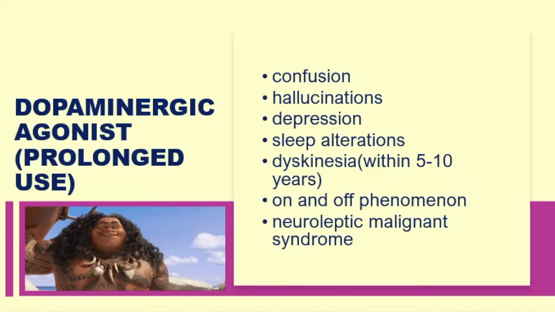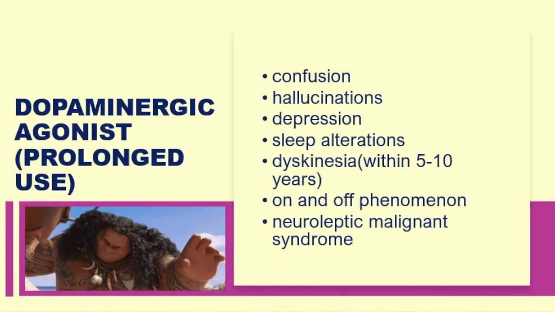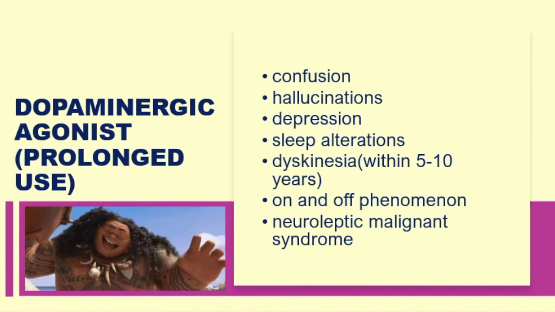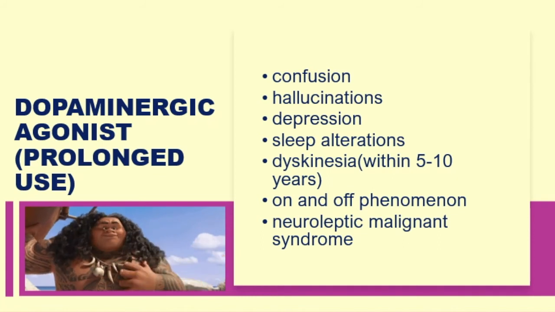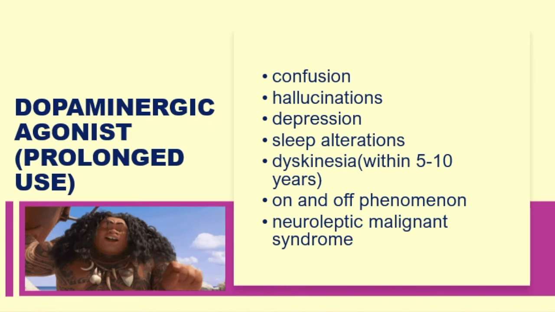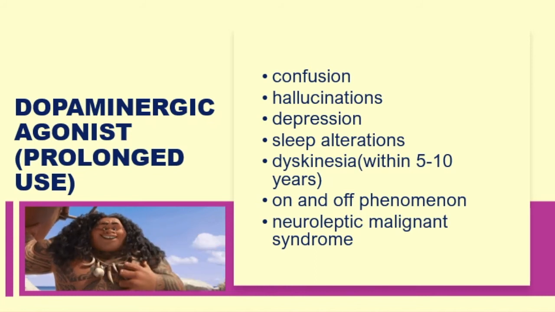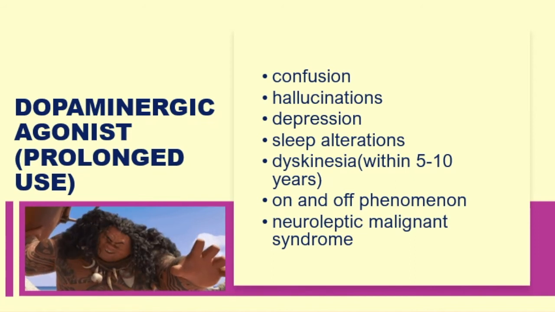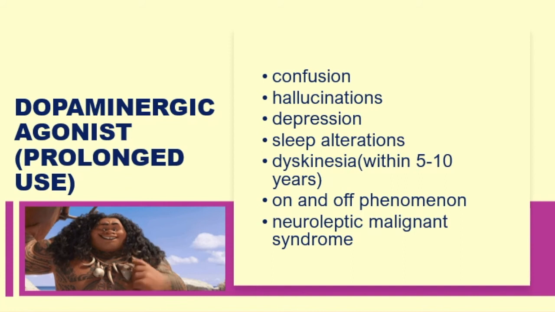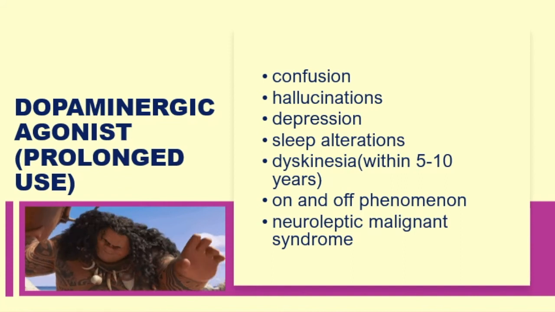Plus, the prolonged use of your dopaminergic agonist would lead to the following signs: confusion, hallucinations, depression. Your patient may also have sleep alterations and dyskinesia. Dyskinesia, class, usually occurs if the patient has been using the medication for 5 to 10 years. And then, class, there will be an on and off phenomenon. Try to find out what the on and off phenomenon is in dopaminergic agonist use.